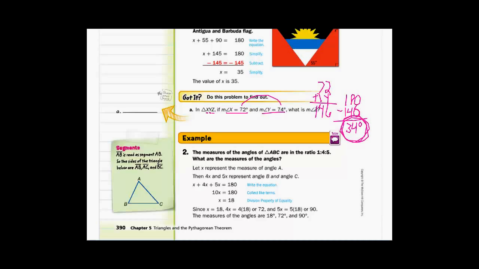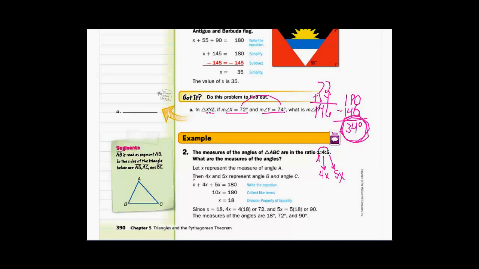34 degrees. Example 2. The measures of the angles of triangle ABC are in the ratio of 1, 4, and 5. What are the measures of the angles? So you know that there are 3 angles in a triangle. When it says the ratio is 1, 4, and 5, let's say this is x. Then if it's 4, this is 4 times bigger than that. So this one actually means 4x. This is 5 times bigger than the first one. So this is actually 5x.